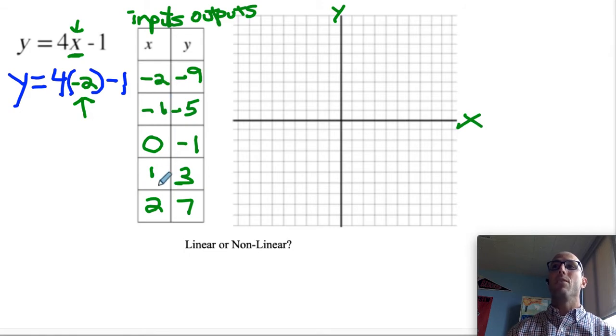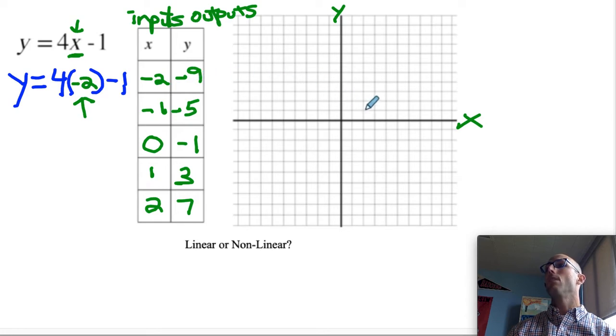And again, these are often some of the values we use for our inputs. But you take your input, you plug it in for that x value, and solve that part of the equation to find what your y value is, your output, okay? All right, I'm going to go ahead and plot these right away.